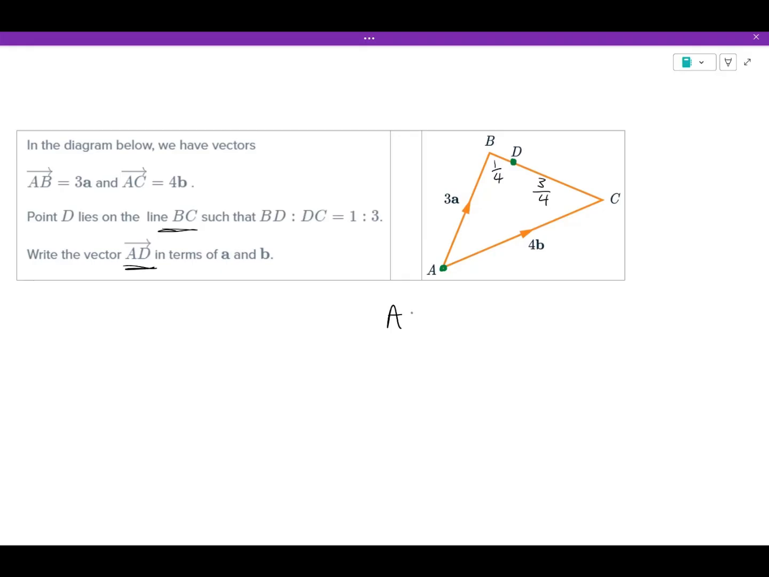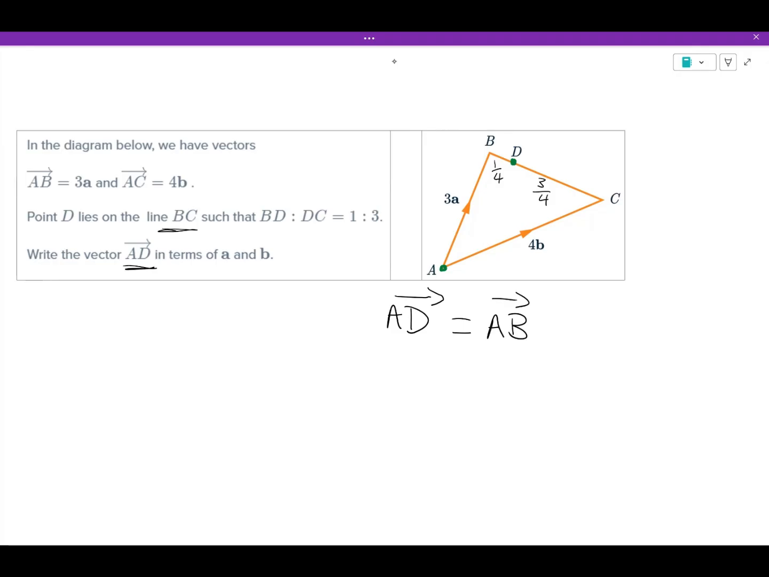So if we are doing A to D, we're starting at A. Well, where could we head first? We have a couple of options. We could go from A to B, or we could go from A to C. Either way could potentially work, I think, given what we've got in this question. So let's just start by going from A to B. So I'm going to write out A to B here.